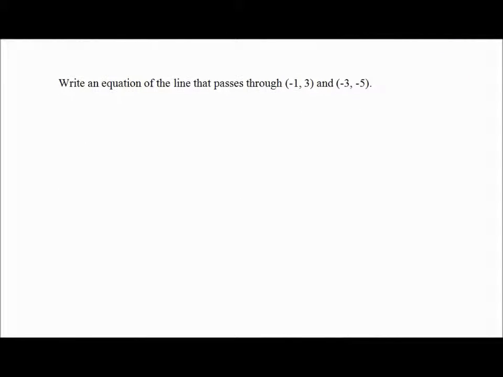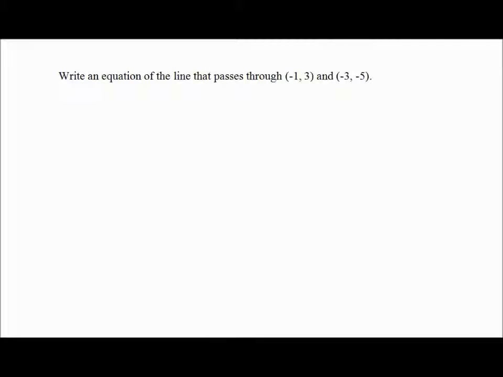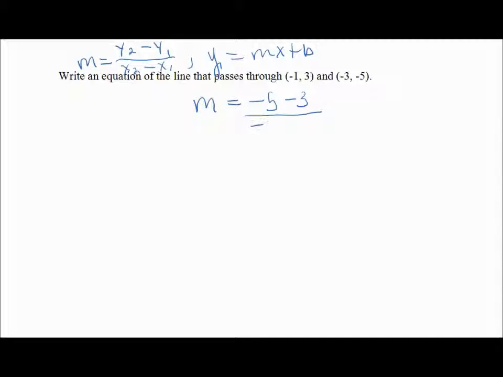Let's check out this last one together. Slope formula. Slope-intercept form. Calculate your slope. It'll be -5 minus 3 over -3 minus a -1. Make sure that you have your numbers in your slope formula arranged in the proper order. I do find a lot of students will make mistakes there and it'll throw the entire thing off.